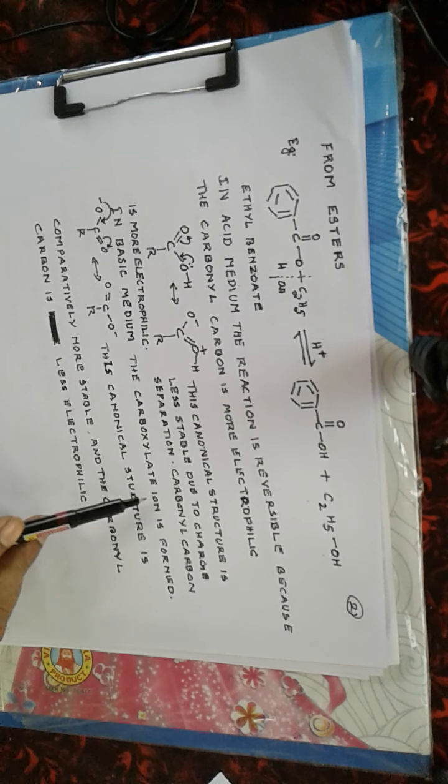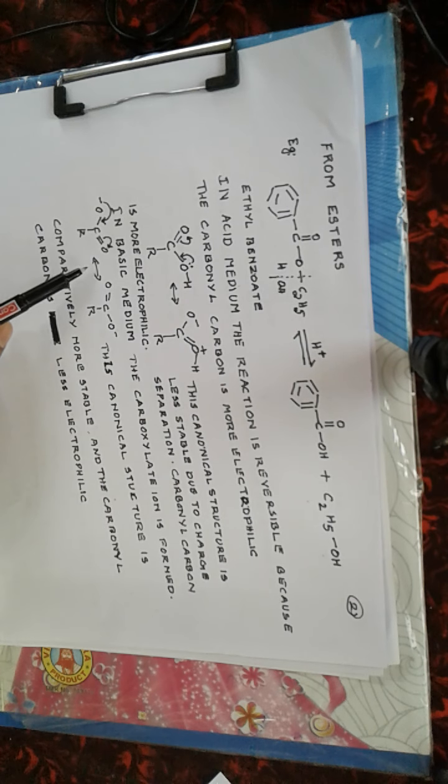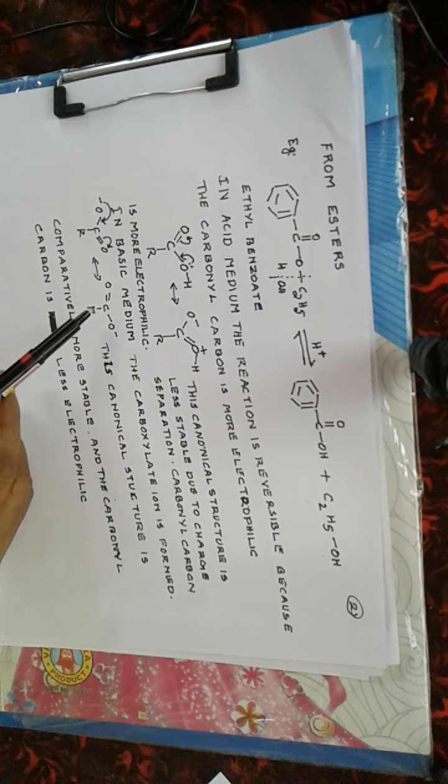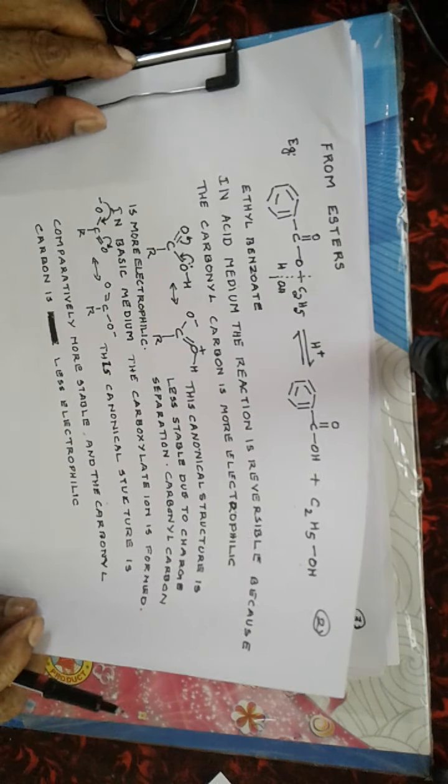Whereas in basic medium, the acid formed will react with the base to produce the salt, and we get the carboxylate anion, and it is also a resonance hybrid where there is no charge separation, so this canonical structure is much more stable than this canonical structure, so the pi character of this bond is much higher, so the electron density around this carbon is higher, so it will have a lesser tendency to react with the nucleophile. So in basic medium, the reaction is not reversible.